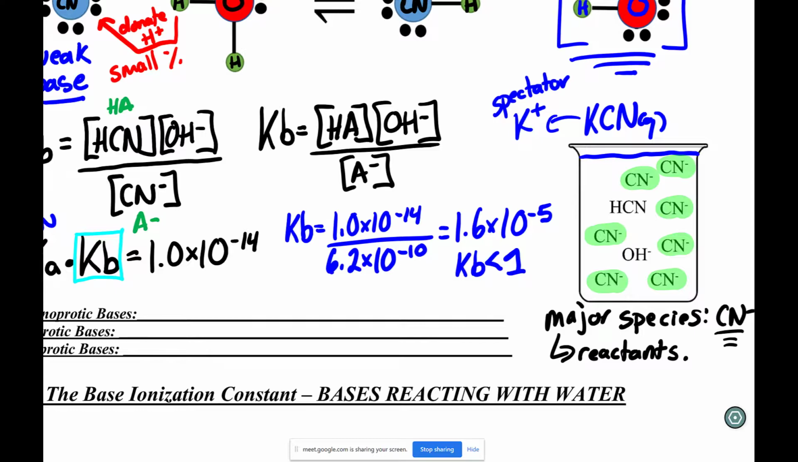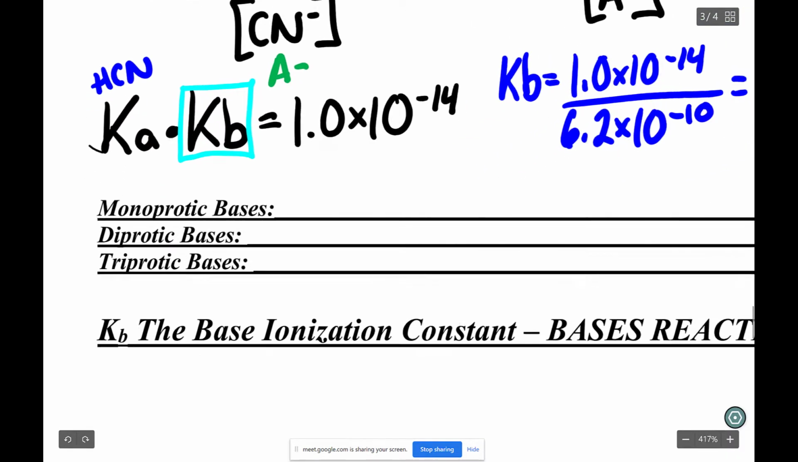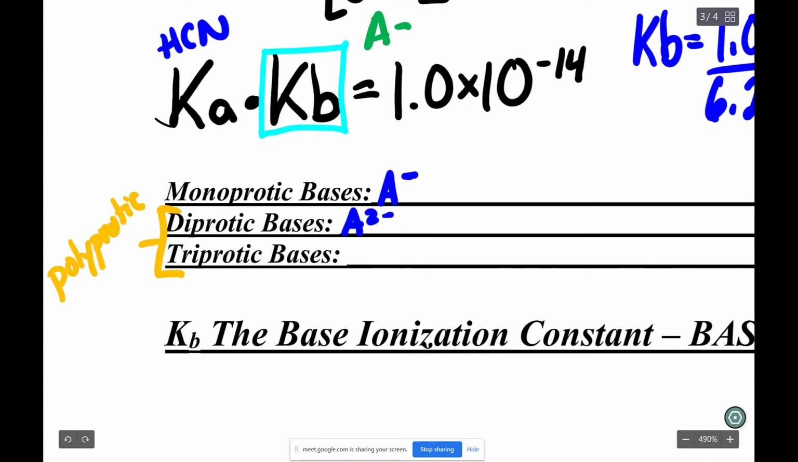So some terms that you should be familiar with, but we should review, are monoprotic bases, diprotic bases, and triprotic bases. Again, di and tri often get lumped together and are called polyprotic. So generically, a monoprotic base would have a 1- charge, a diprotic base would have a 2- charge, and a triprotic base would have a 3- charge.